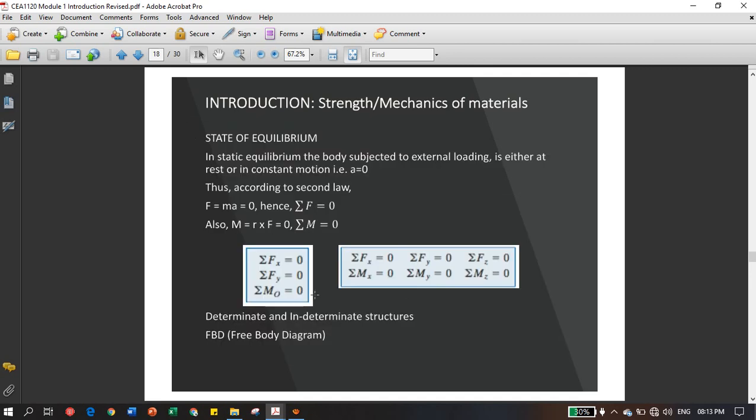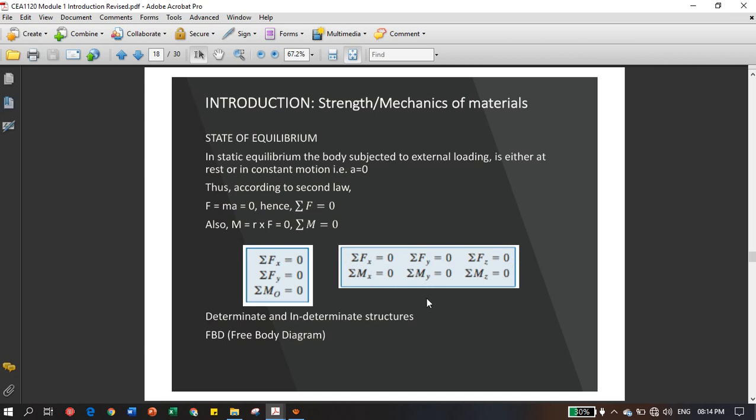Okay, so the state of equilibrium requires these 2 equations to be necessary. Summation of all the forces should be 0 and summation of all the moments should be 0. And in 2 dimensions we have only 3 equations: sigma Fx is equal to 0, sigma Fy is equal to 0, sigma M omega or Mz is equal to 0. This means that our body is lying and all the forces acting on it are lying in one plane. Okay, and in 3 dimensions we have 6 equations to solve.